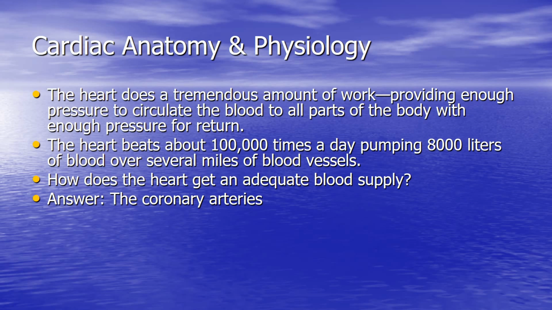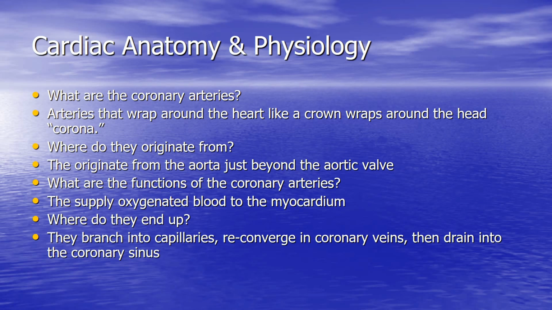How does it get this blood supply? It gets it via the coronary arteries. Coronary comes from the Latin word corona, meaning crown or surrounding. So the coronary arteries start right after the aorta originates from the heart, just beyond the aortic valve, and their function is to supply the myocardium, the heart muscle itself, with oxygen and nutrients.